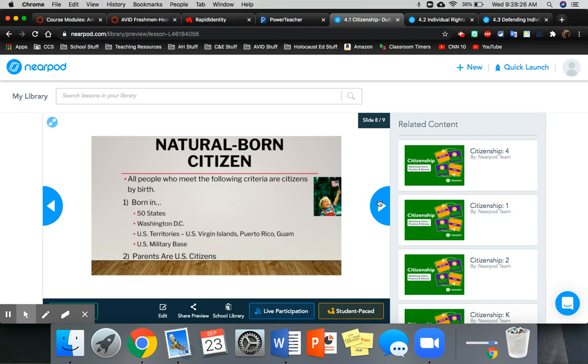And then lastly, a natural-born citizen. This means that you were born either on U.S. soil, or both of your parents are U.S. citizens. So when we say born on U.S. soil, this does not necessarily mean that you have to have been born in the physical United States. If you're in a military family and you were born on a base in South Korea or whatever, you are still a citizen as well, because that is technically considered American soil. And also, if your parents are citizens, you also meet that criteria.